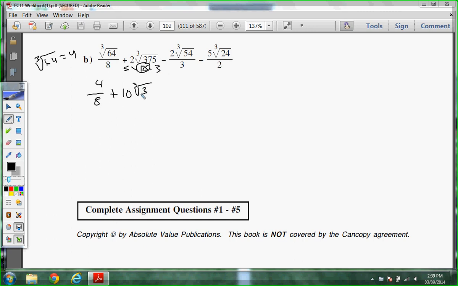Okay, the next one here, cube root of 54. We're going to break that down to 27 times 2. 27 comes out as a 3. The 3's will cancel, so it's just going to be minus 2 cube root 2.